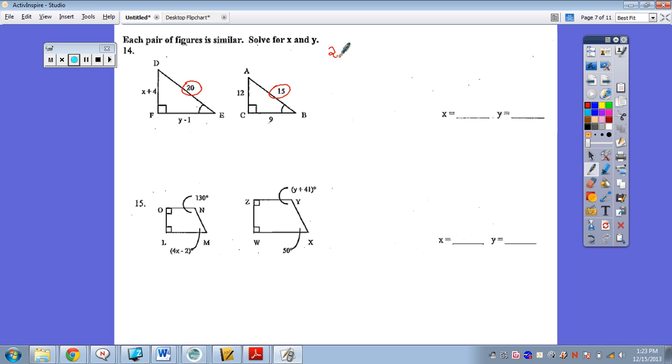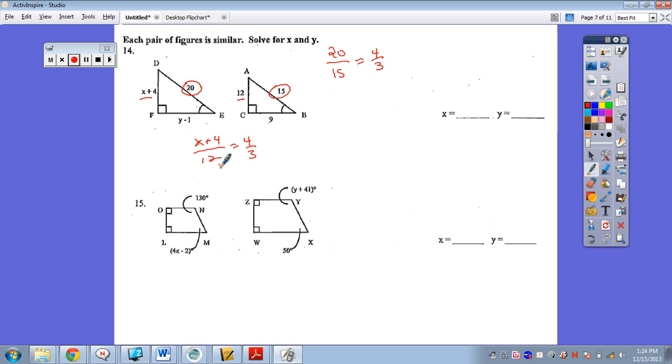That tells me that my similarity ratio is 20 over 15, which if I divide each by 5, my similarity ratio is 4 to 3. That means all the other corresponding sides have to have the same ratio. If I'm looking at x plus 4 and the corresponding side 12, x plus 4 over 12 has to equal that similarity ratio of 4 to 3.